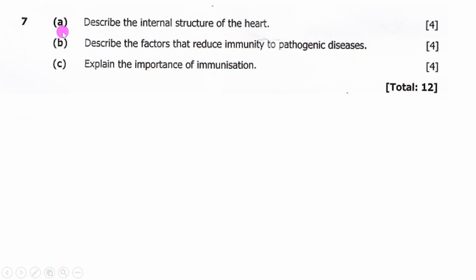Then we go to 7a. Describe the internal structure of the heart. Then B, describe the factors that reduce immunity to pathogenic diseases. Then C, explain the importance of immunization.